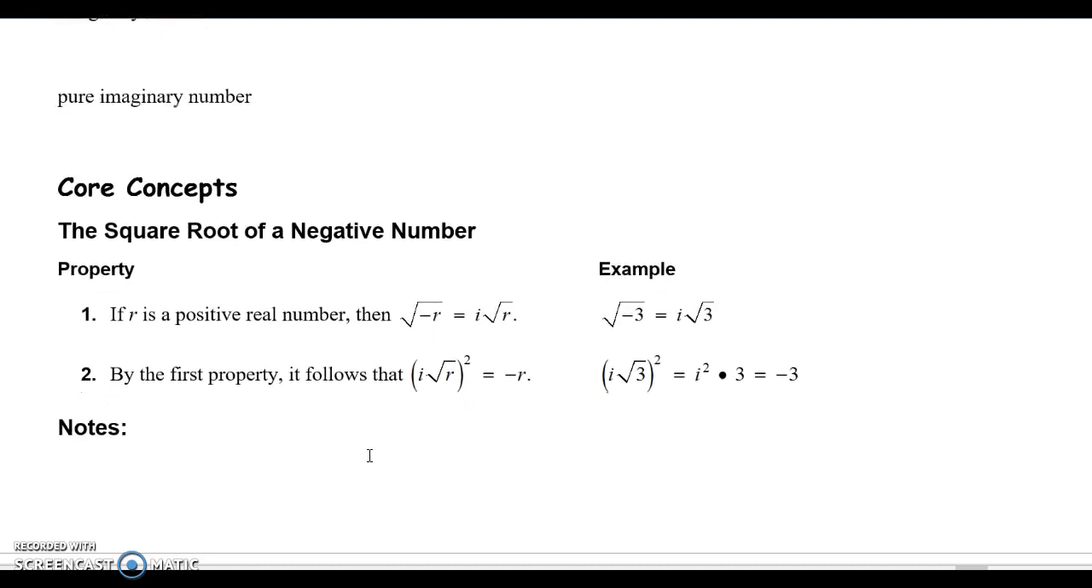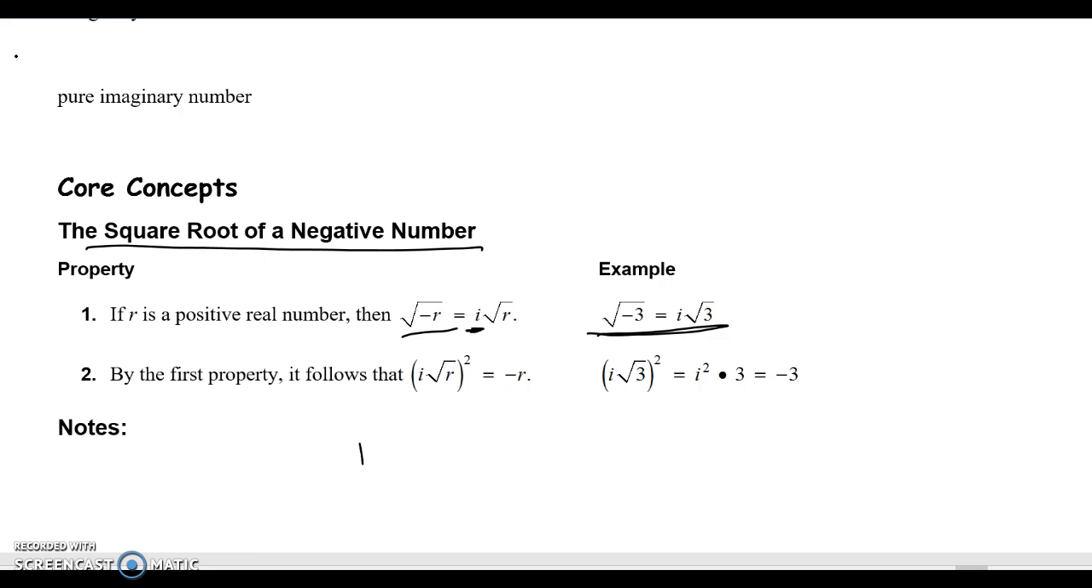In this section, we're talking about the square root of a negative number. Before, we thought we couldn't take the square root of a negative number, and you can't do this in real numbers. But if I have the square root of negative x, I can take out the negative and replace it with this letter i. So if we have the square root of negative 3, I can replace it with i square root 3.